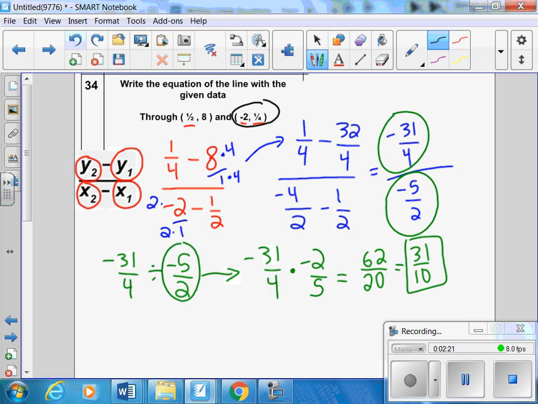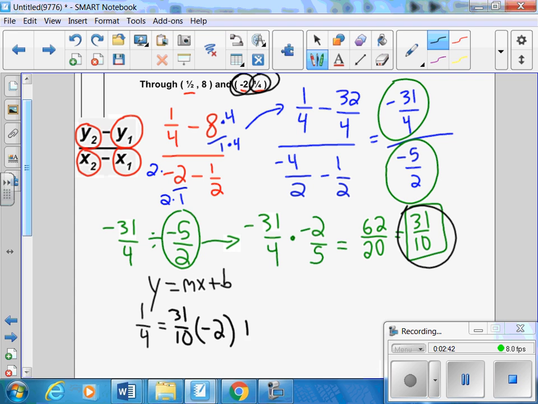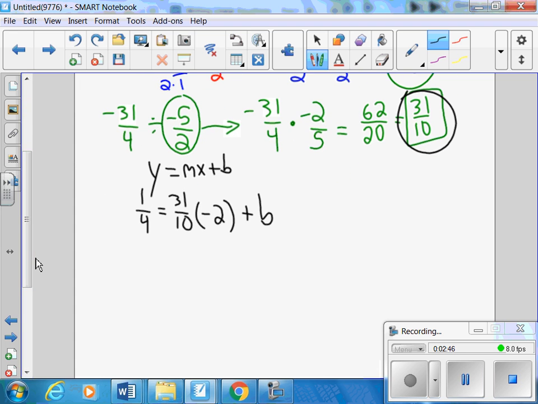I'm going to use this point right here. So I'm going to plug it into y equals mx plus b. Y is going to be 1/4. M, we already know, is 31/10. X is -2. And then you have plus b. And if you solve for b, we will have our equation.